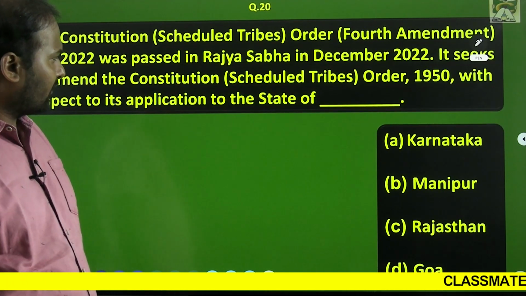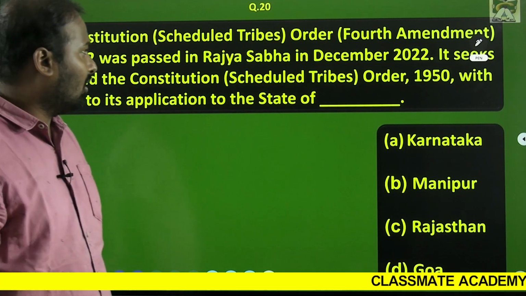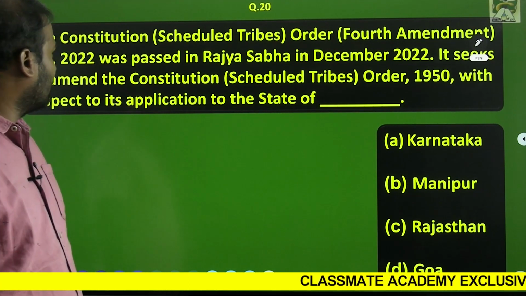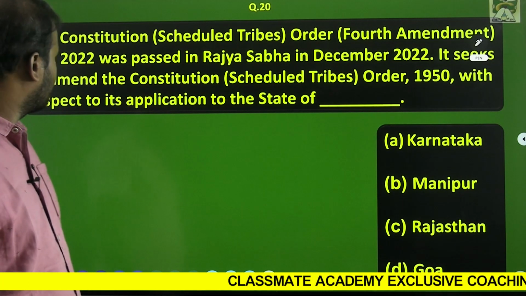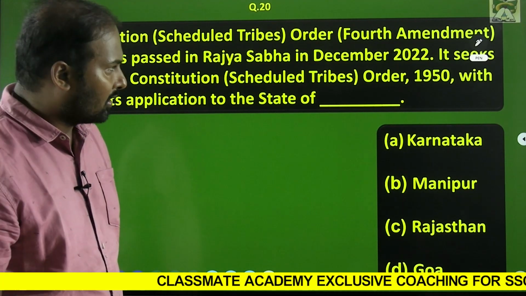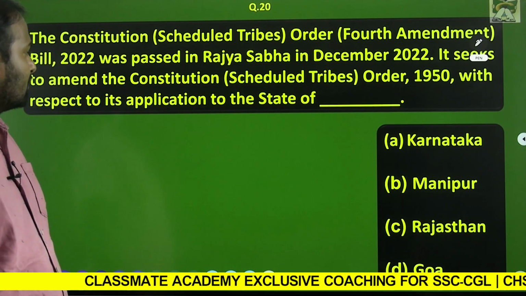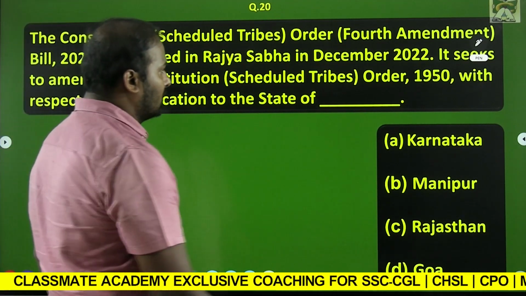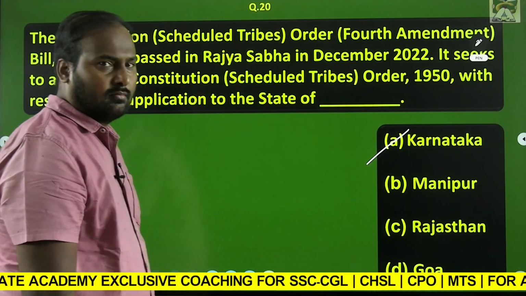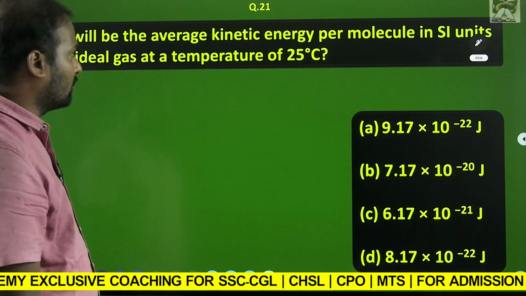Again, this question is from current affairs. The Constitution Order 2022 was passed in the Rajya Sabha in December 2022. It seeks to amend the Constitution Order 1950 with respect to its application to the state of Karnataka. Again, a current affair question, a polity related current affair question.